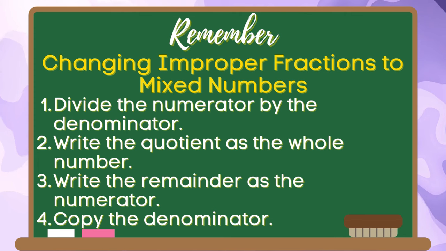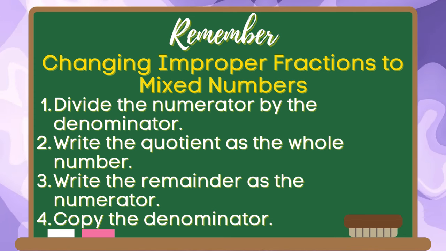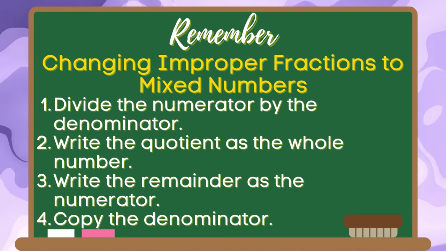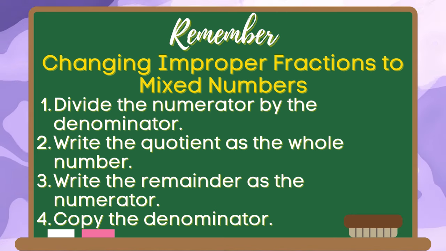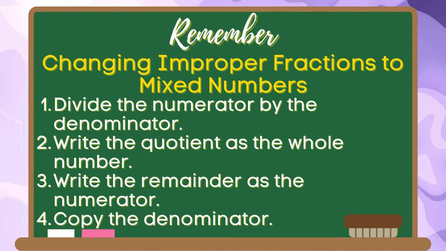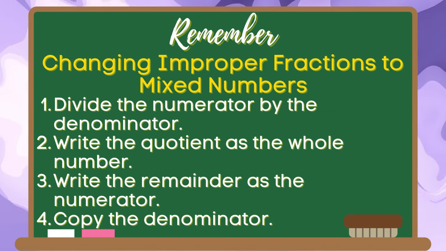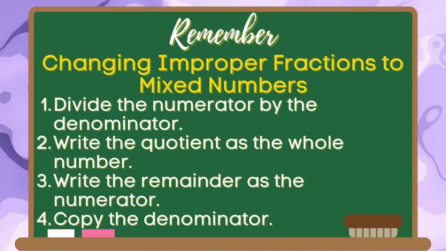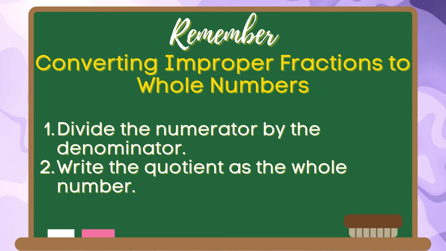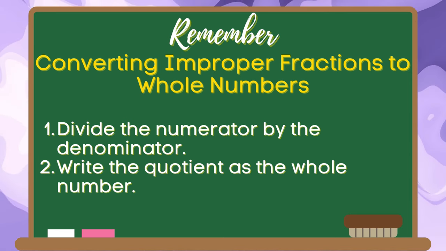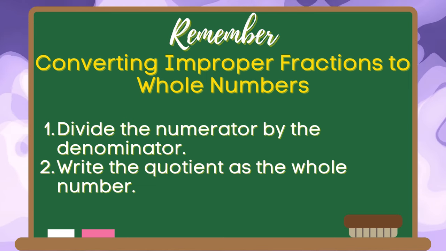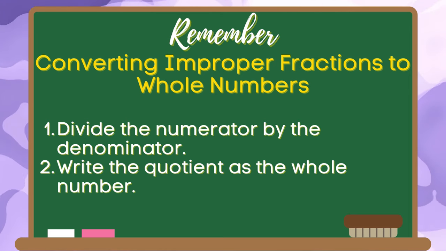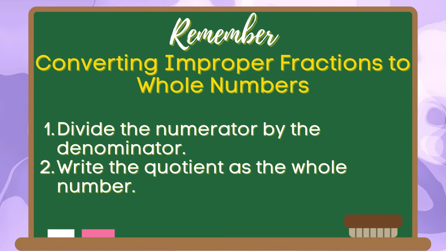In changing improper fractions to mixed numbers, here are the steps to follow. First, divide the numerator by the denominator. Second, write the quotient as the whole number. Third, write the remainder as the numerator. And lastly, copy the denominator. In converting improper fractions to whole numbers, here are the steps to follow. First, divide the numerator by the denominator. And lastly, write the quotient as the whole number.